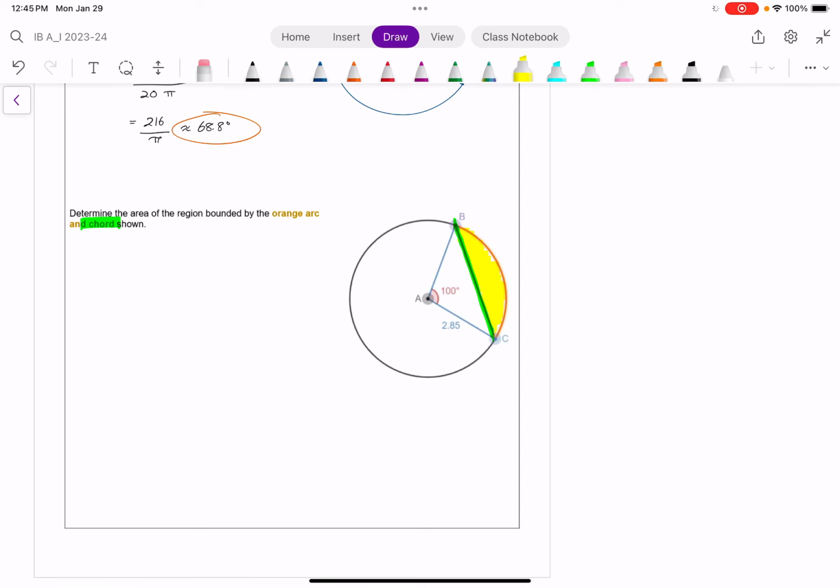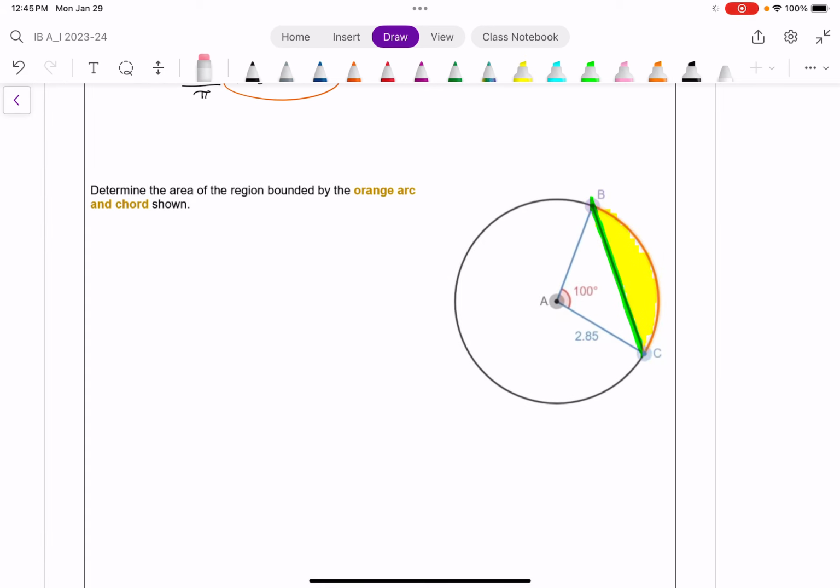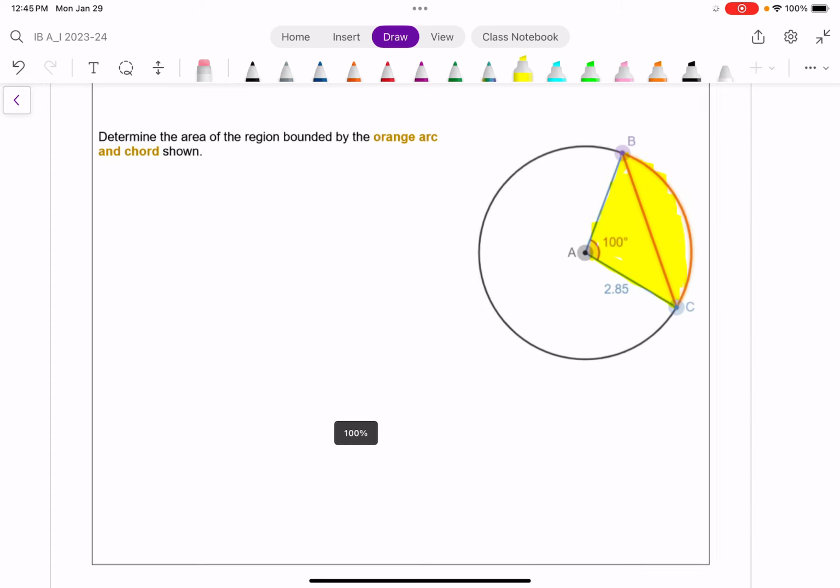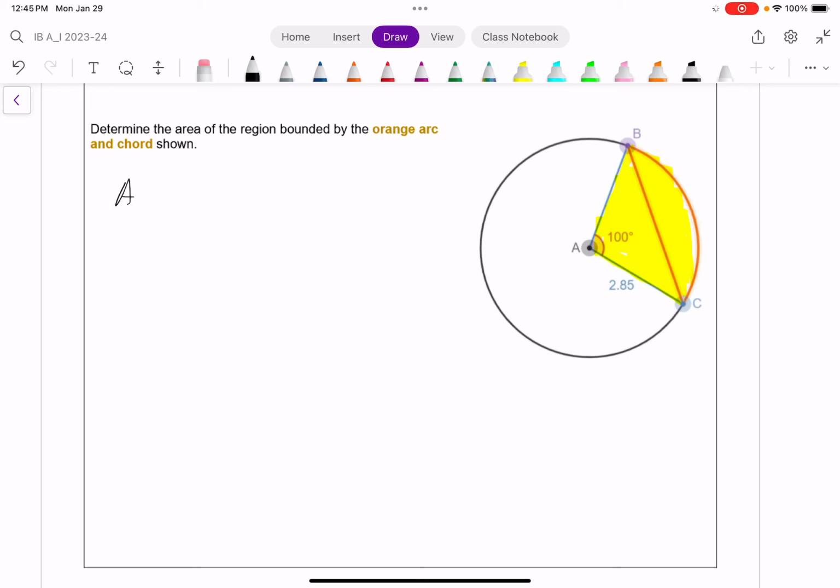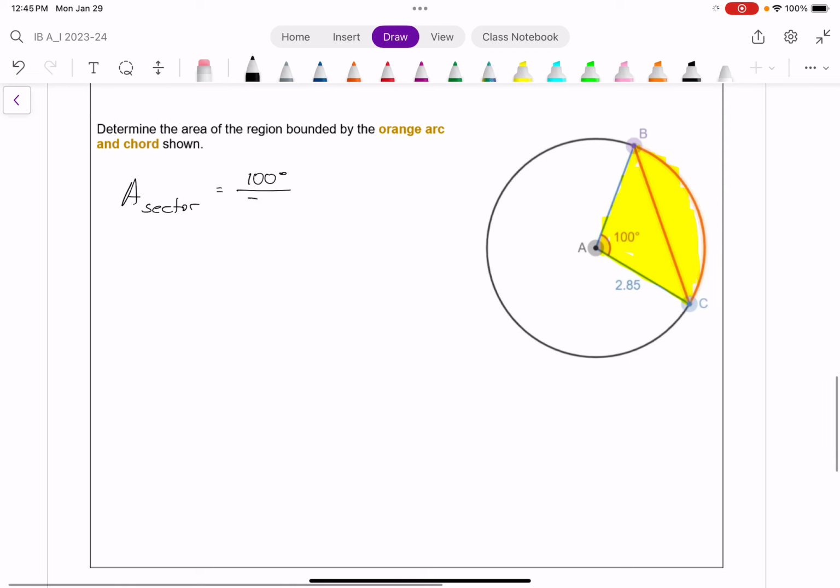All right, so how do I figure that out? Well, one thing I can do is realize, okay, let's ignore the chord for a bit and let's find the area of this whole sector, because that's what we've been doing for part of this lesson. And it's relatively quick. So the area of that sector, again, is the same as the angle that we're subtending, in this case 100 degrees divided by 360 times the full area of the circle, which is pi times the radius, in this case 2.85 squared.